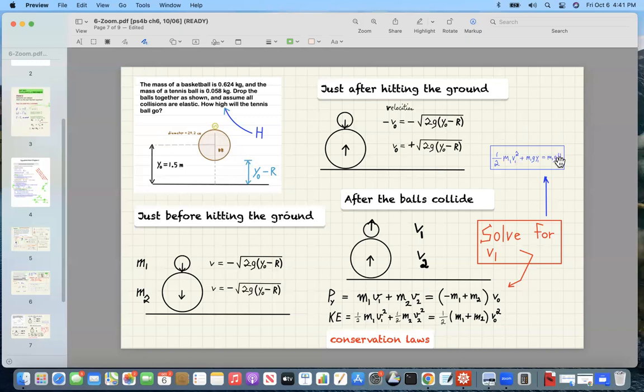And you can watch the YouTube demonstration. A guy comes out with a basketball, I guess it's a physics teacher. A physics teacher comes out of the high school with a basketball and a tennis ball, and he drops them like this. And the tennis ball goes shooting way up into the air.